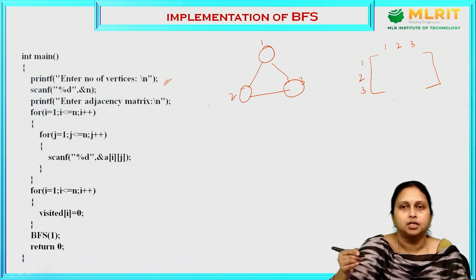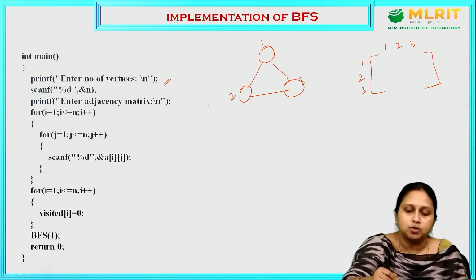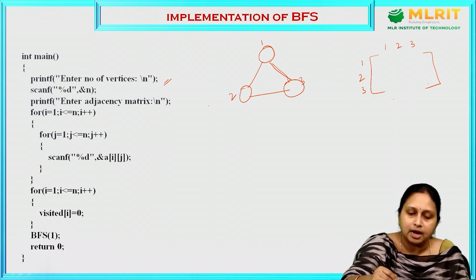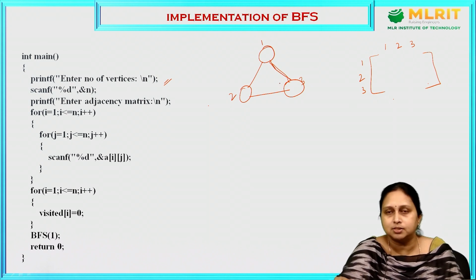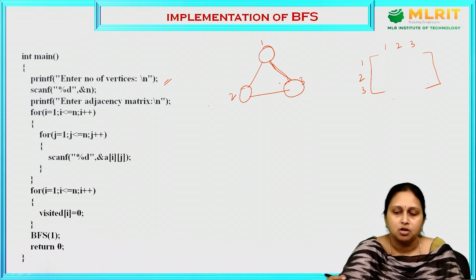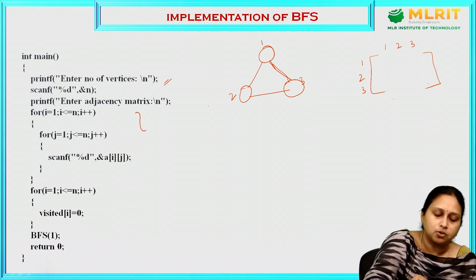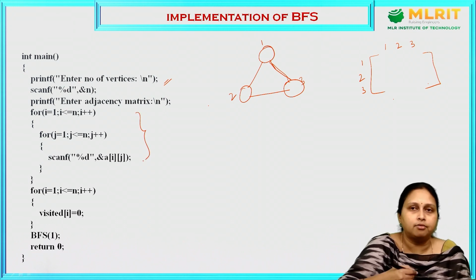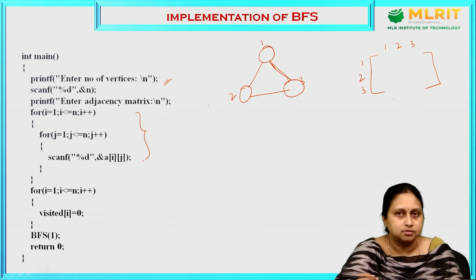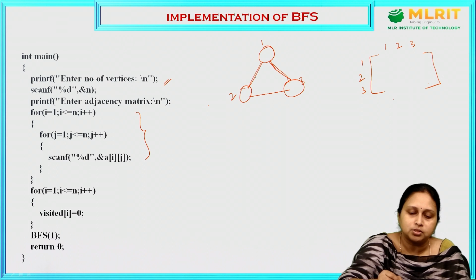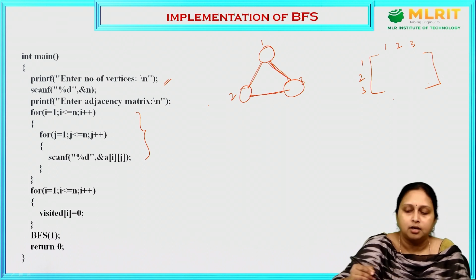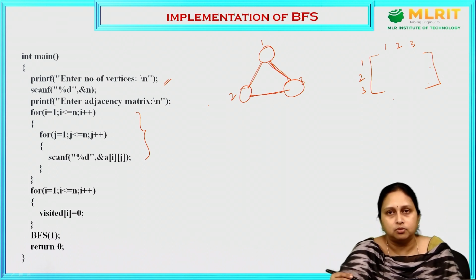This is a matrix. Now, this is an undirected graph. Based on this, we represent the adjacency matrix. For this we are going to write the logic where you read the array elements based on the graph and how the edges are connected. According to that, we need to read this adjacency matrix.